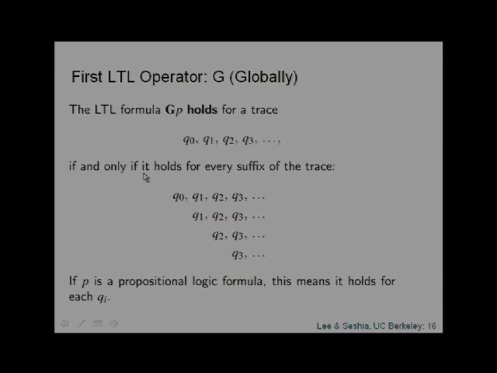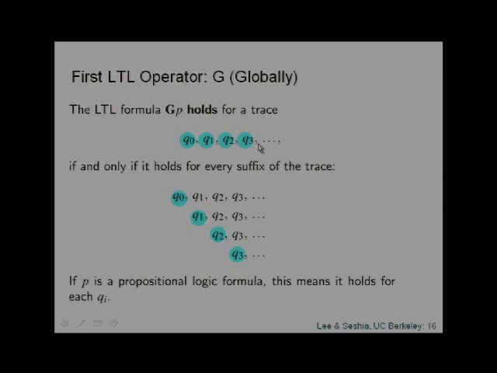It's often used more colloquially. You say, this property is an invariant of the system. What you're saying is, no matter what state your system is in, this property always holds. So it's a property of the form globally P.